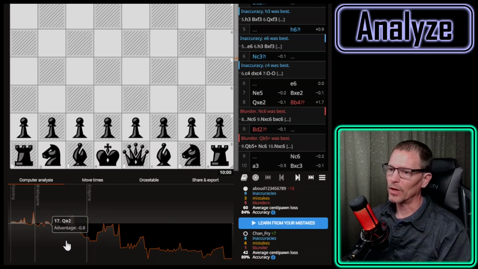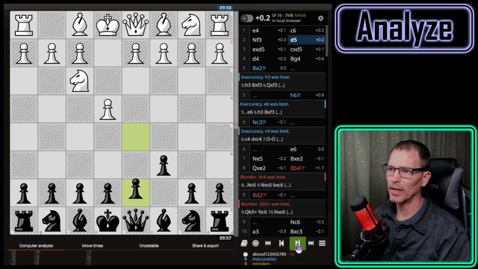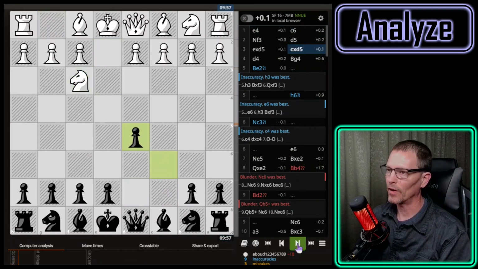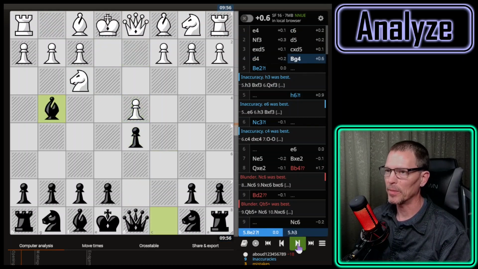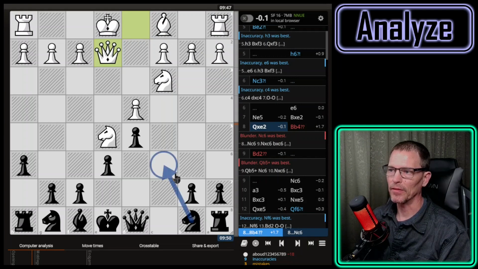Okay, well, I'm going to look at the opening here and see I blundered on move 8. Okay, that's a little earlier than I have been doing. Again, we got a Caro-Kann defense and saw a very familiar pattern. I put the bishop on g4. What should I have done? Should I have gotten this knight out?